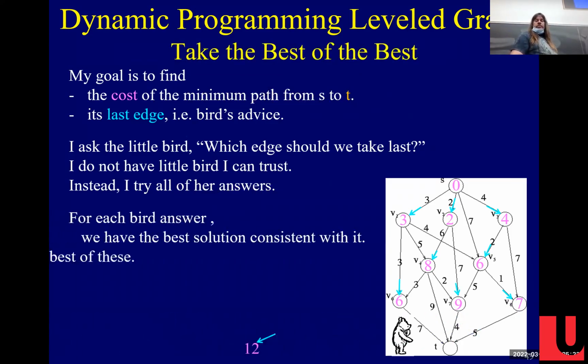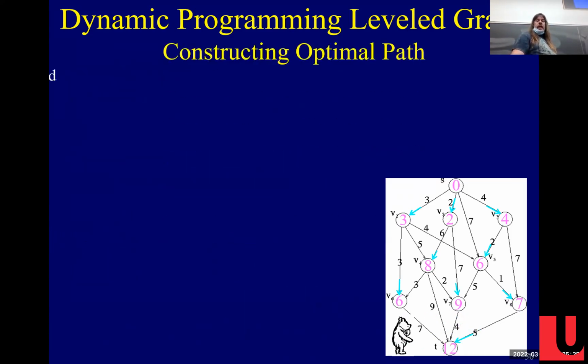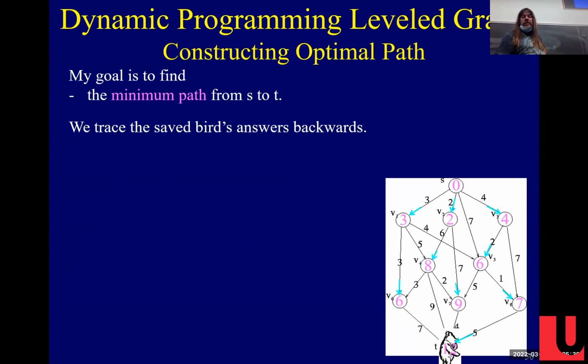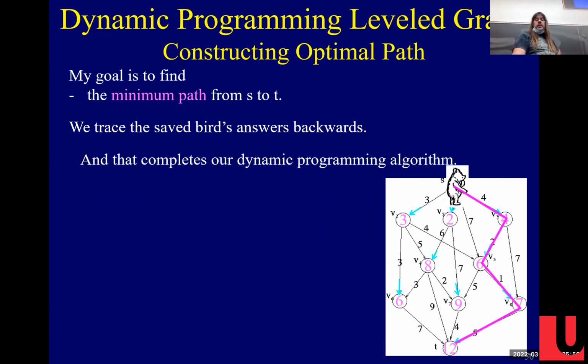All right, so then you find the best of the best. And then once you fill out this table, how do you find the optimal solution? Well, as I said, you follow the pointers backwards, right? You have the friend's advice, the bird's advice, which you follow backwards, right? Everybody got that?